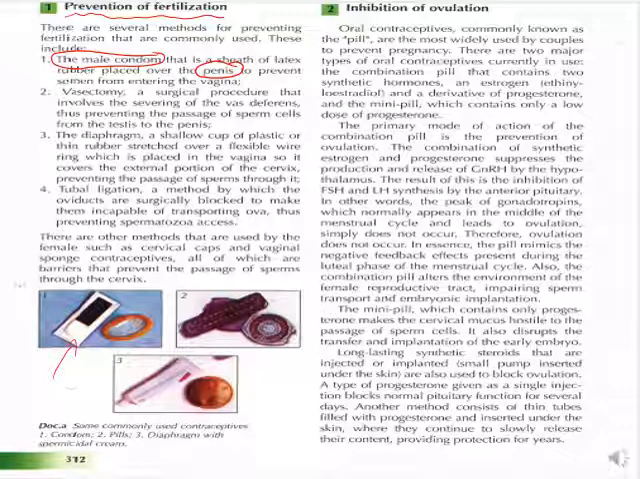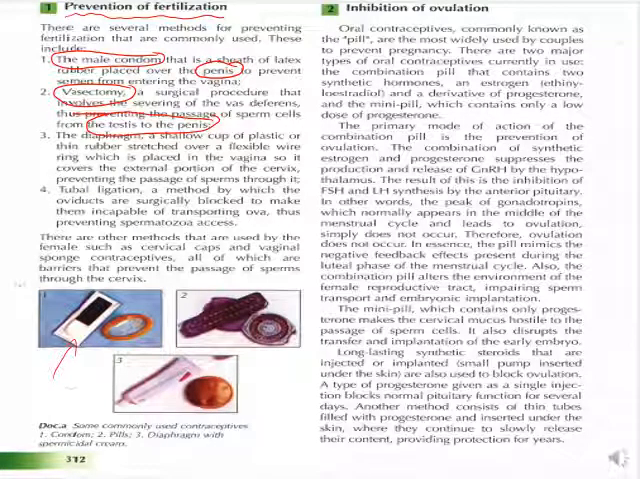Second one is called the vasectomy. It's a surgical procedure that involves the severing of the vas deferens. So, by this way, you can prevent the passage of the sperm cells from the testes toward the penis. This is the second way.